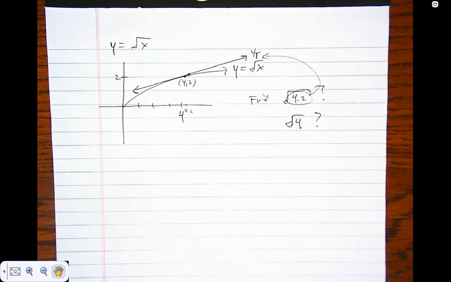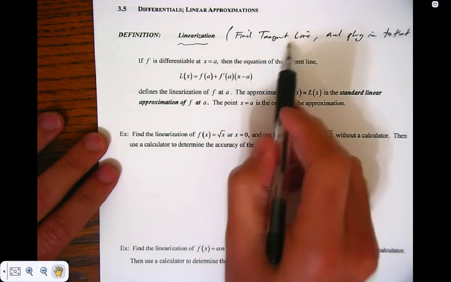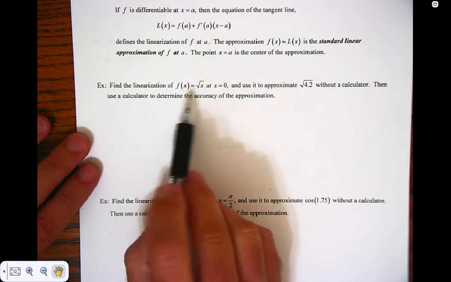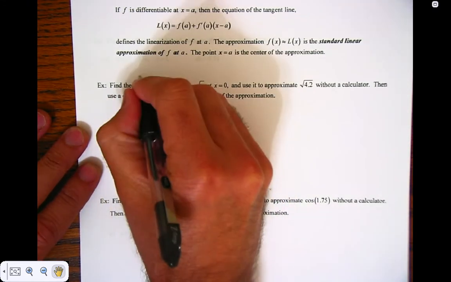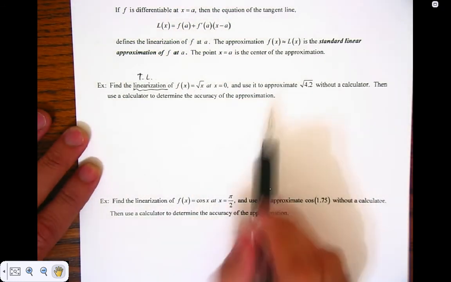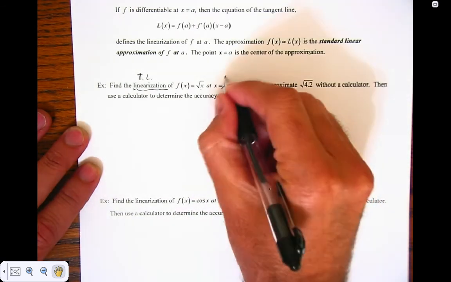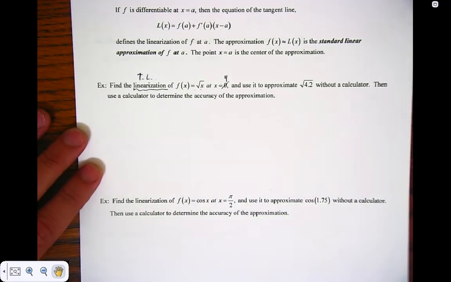Okay, so let's do it. For this word linearization, we're literally going to find the tangent line and then plug in to use it. It says, find the linearization of this. That is a fancy word for finding the tangent line. And then use it to approximate the square root of 4.2 without a calculator. This is a typo. This should say at x equals 4. From the picture I drew, that's what we're going to do. So let's do it.